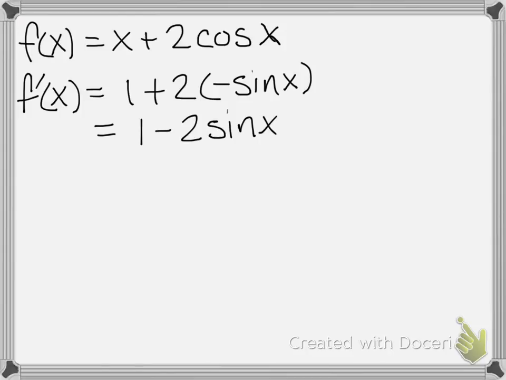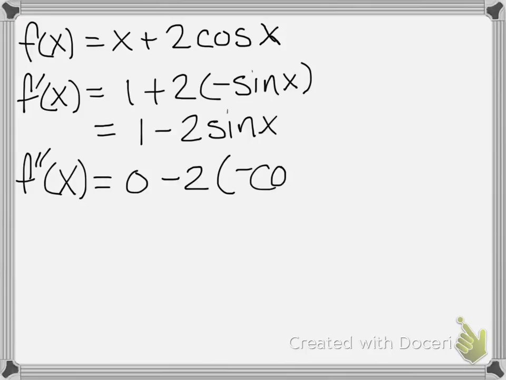Alright, and so now our f double prime is going to be equal to 2 minus 2 times negative cosine, nope, the derivative of sine is just cosine x. You always got to pay attention to what you're doing. So that simplifies to negative 2 cosine x.